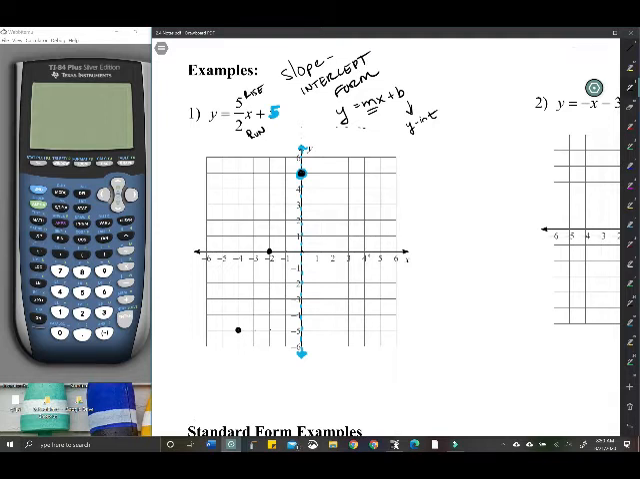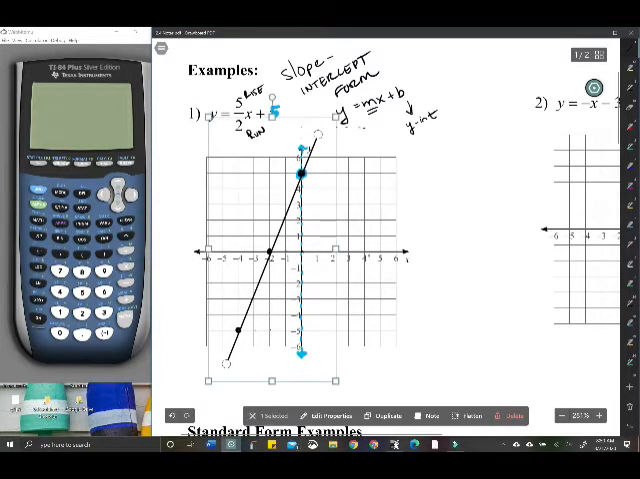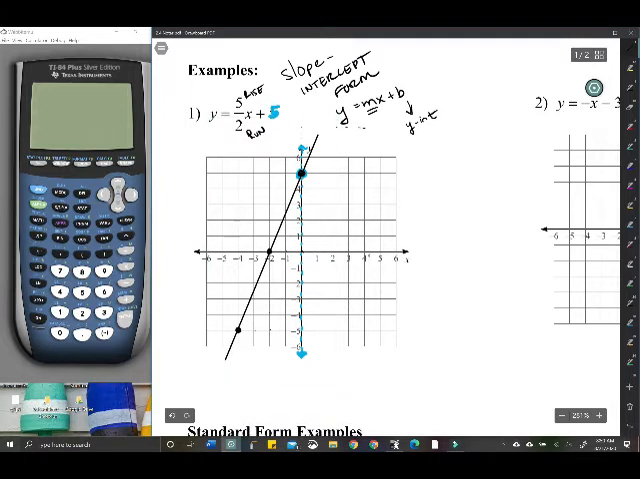Please plot 2 to 3 points. And then use a ruler or something fancy. I have this little tool to use, which you may not, but connect your points. So rise over run. If you cannot rise that particular number, just fall and go to the left.